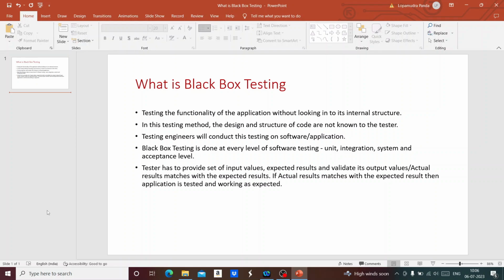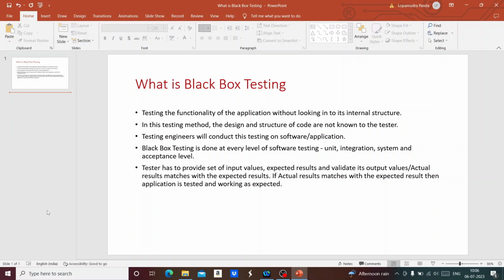How can black box testing be done? Usually the tester has to provide a set of input values and expected results while doing the black box testing. After giving the input values and expected results, whatever output value or actual result you are getting, you have to compare with your expected results. If your actual result is matching with your expected result, that means your application is tested and it has passed. It is working as expected.